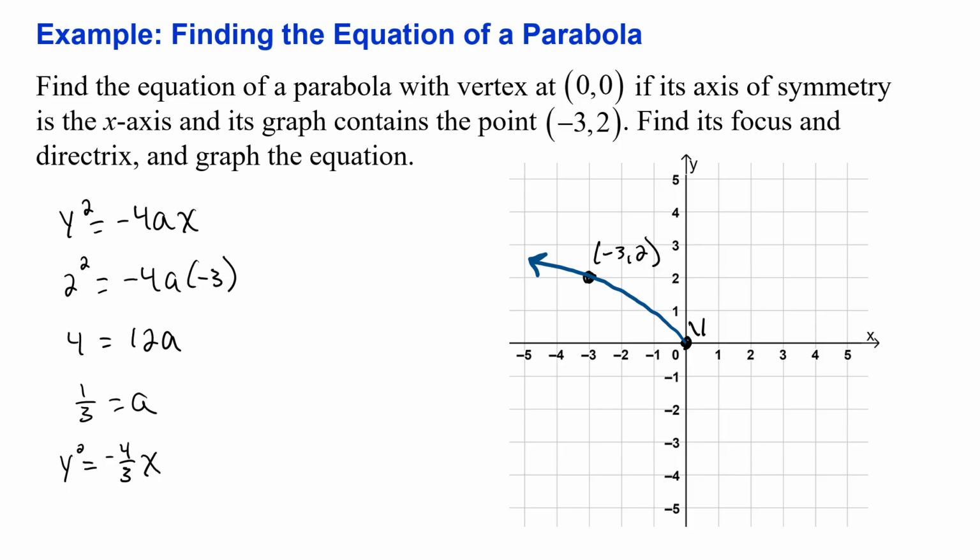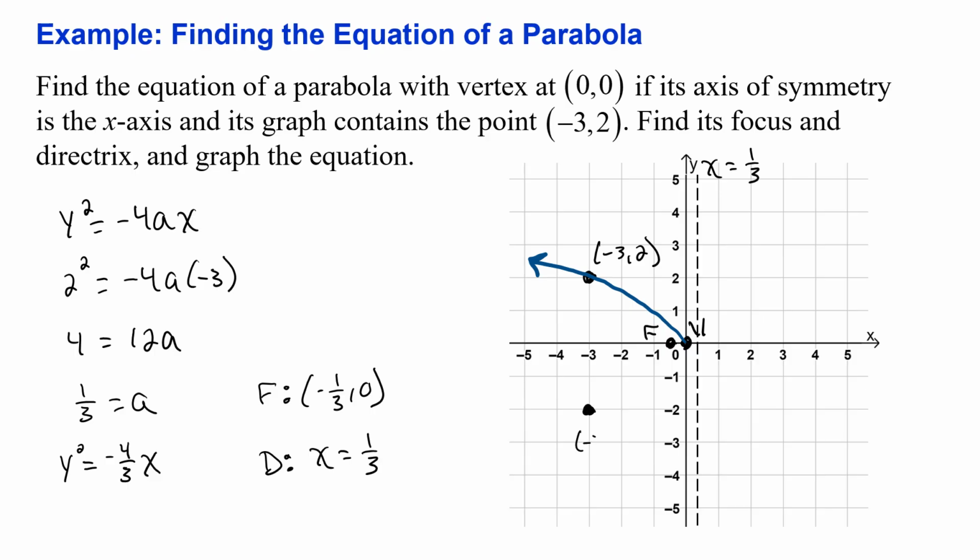So now we can determine that the focus is the point (-1/3, 0), and let's plot that point in the xy plane. And in addition, we know that the directrix will be the vertical line x equals 1/3, and let's plot that dotted line in the xy plane. Now finally, due to the symmetry to the x-axis, we can plot the point (-3, -2) and sketch the bottom half of the parabola passing through this point and the vertex at the origin.